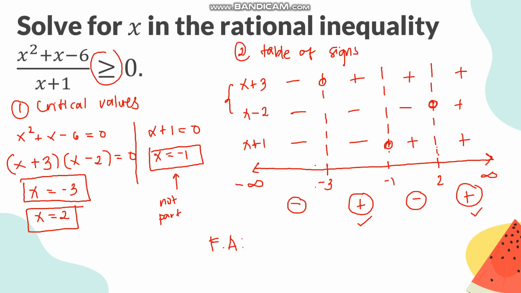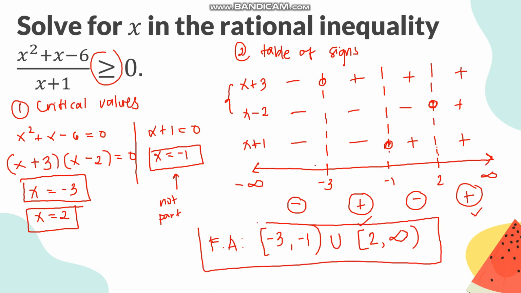So to write, we have -3 to -1. For -3, we use a bracket. For -1, we use parentheses, since again, -1 is not part of the solution. And then union. Next we have +2 to positive infinity. For 2, we use a bracket. For infinity, we will be using parentheses.